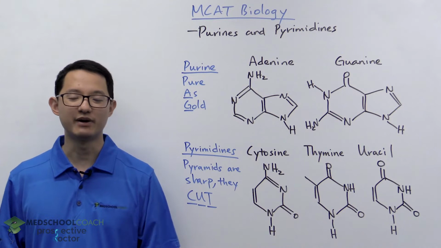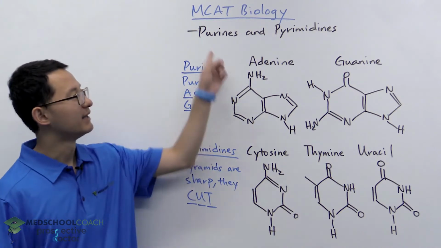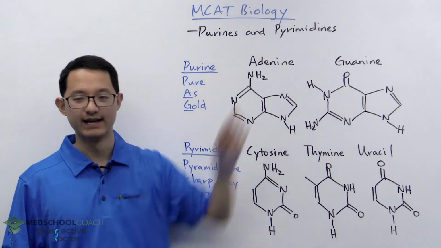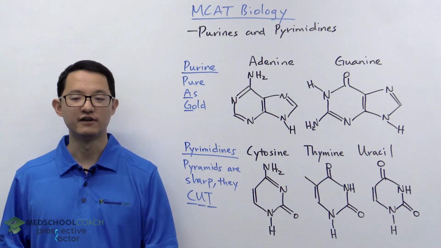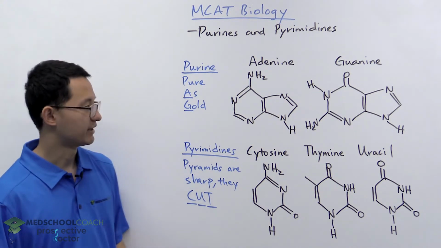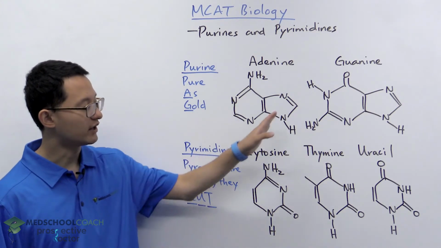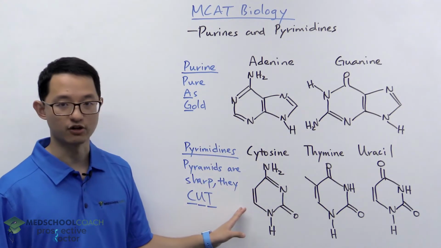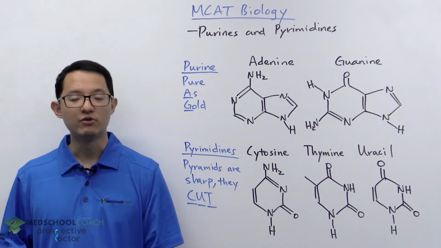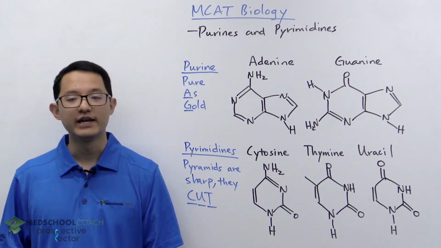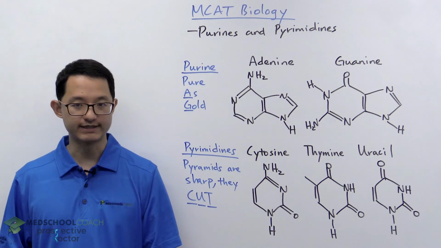Today, we have a biology mnemonic for you, and it's on purines and pyrimidines. These are nitrogenous bases that are part of the structure of nucleotides. Up here on the board, you can see we've drawn the structures of all 5 nitrogenous bases. And for the MCAT, you do need to know which ones are the purines and which ones are the pyrimidines.